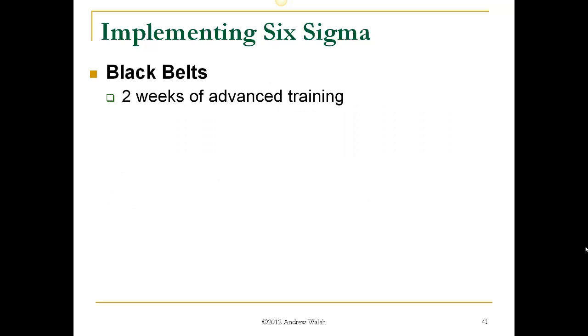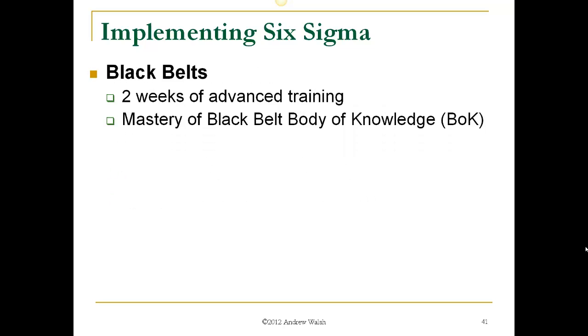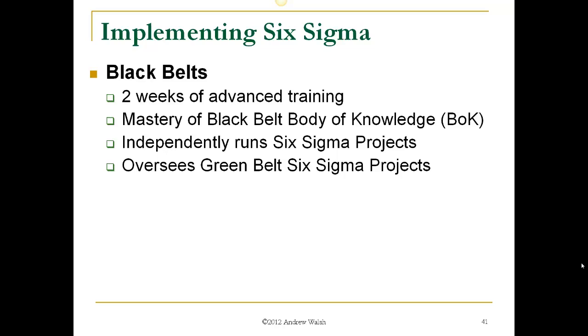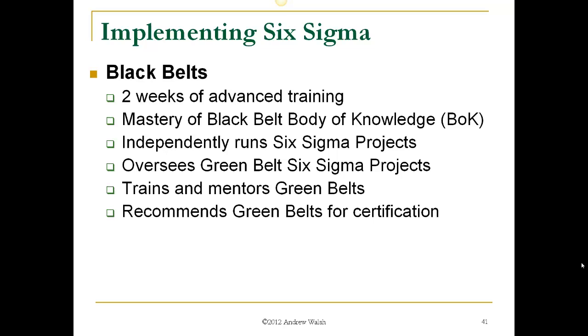Black belts usually have 2 weeks of advanced training, and they should master the black belt body of knowledge that's associated with their program or whatever they're being certified under. As we said early in this course, the body of knowledge varies considerably from program to program, university to university. The black belt independently will run his or her Six Sigma projects. They will also oversee green belt Six Sigma projects and help them with their projects, and they train and mentor the green belts and recommend green belts for certification when they think they've accomplished enough.